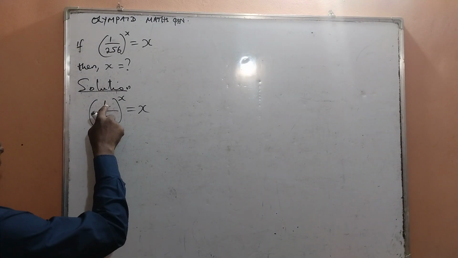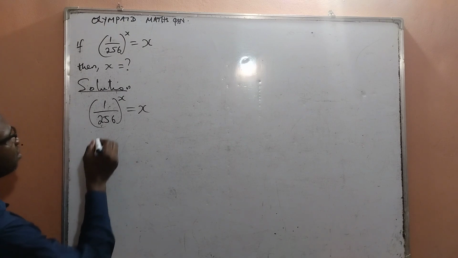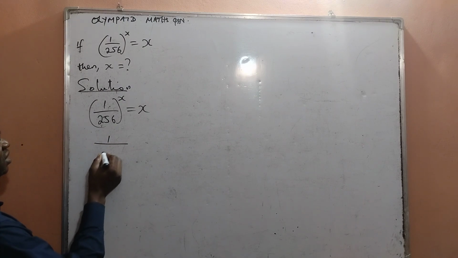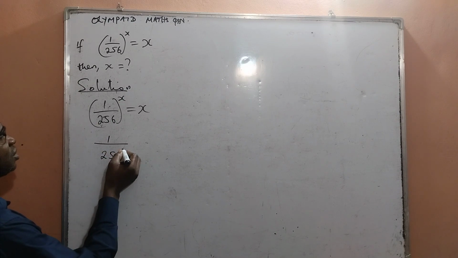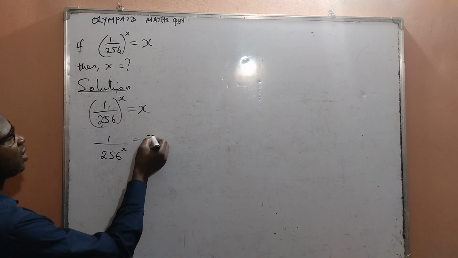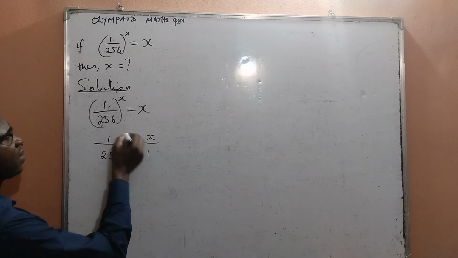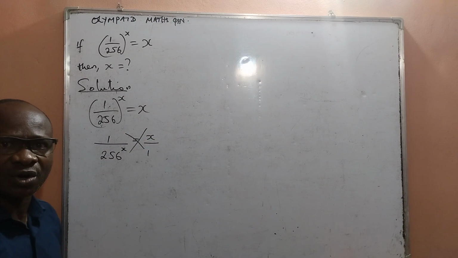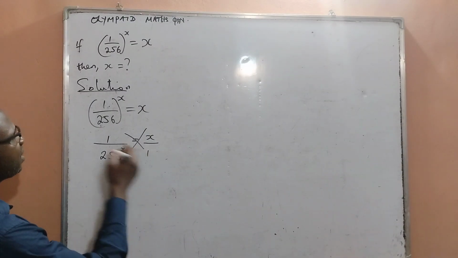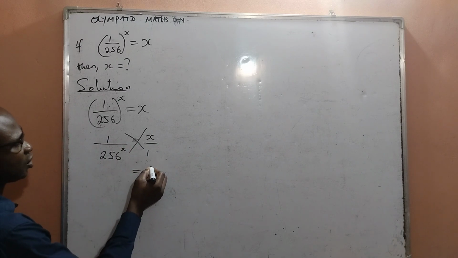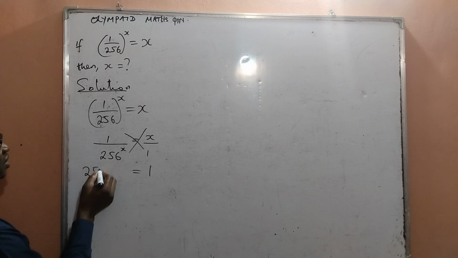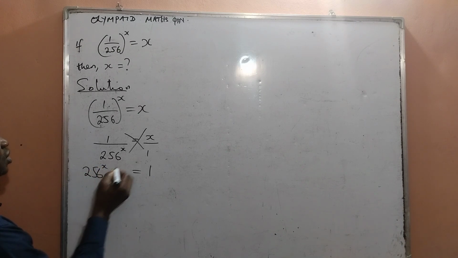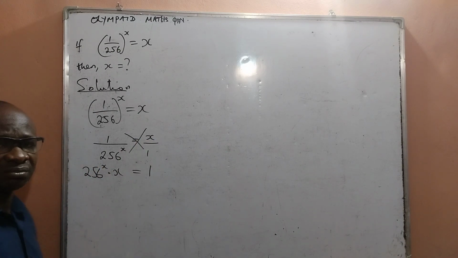Okay? 1 raised to the power x is 1, so I'll have it written as 256 at the denominator to the power of x is equal to x all over 1, so that I can now take a cross multiplication. And when this happens, 1 multiplied by 1 is 1, and then I'll use 256 to the power of x to multiply x.